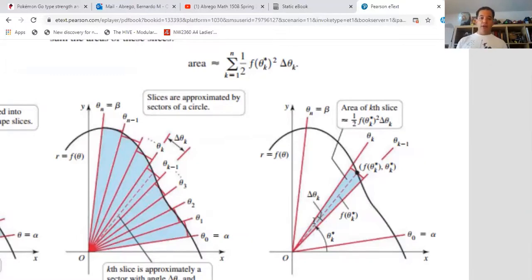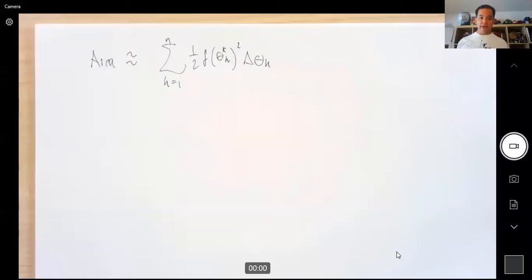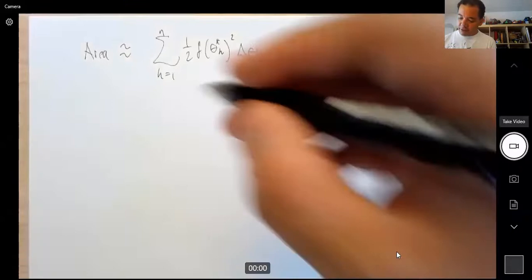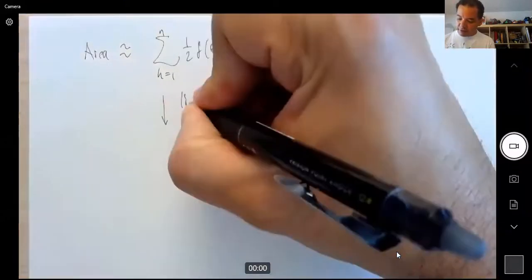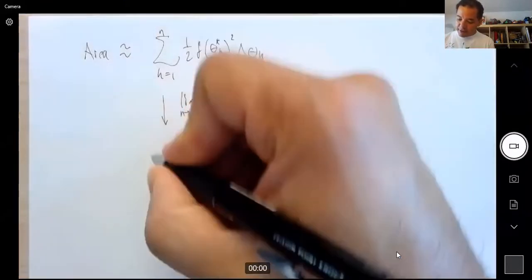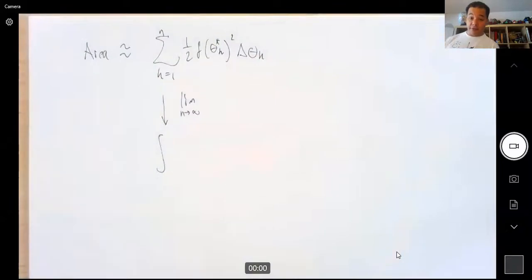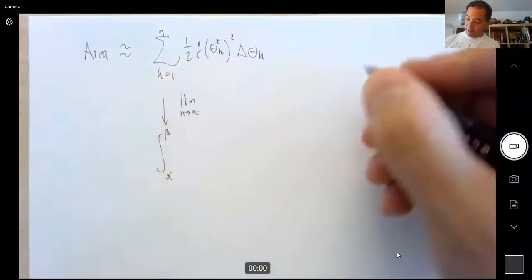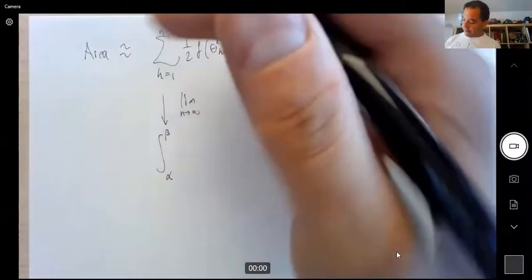And what we want to do now is take the limit when we move this to infinity, right? So that's the area we have. And when n goes to infinity, this Riemann sum becomes an integral, the integral from alpha to beta, where we started to where we ended.